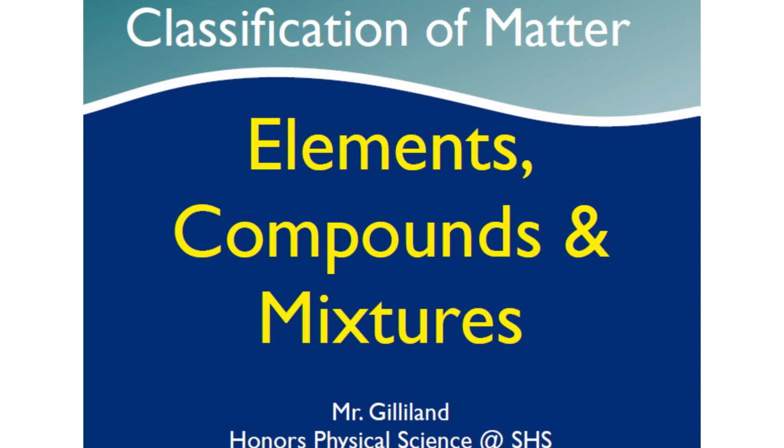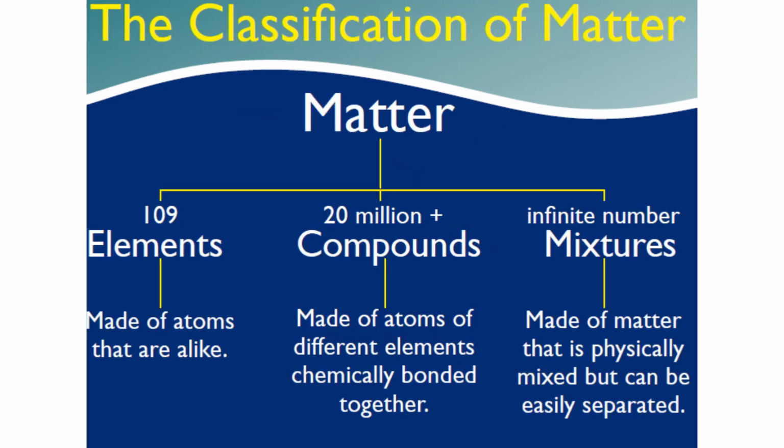Classification of matter: elements, compounds, and mixtures. This chart shows how matter can be divided into three main groups. The first are elements. Elements are made of atoms that are all alike. There are currently 118 elements found on the periodic table.